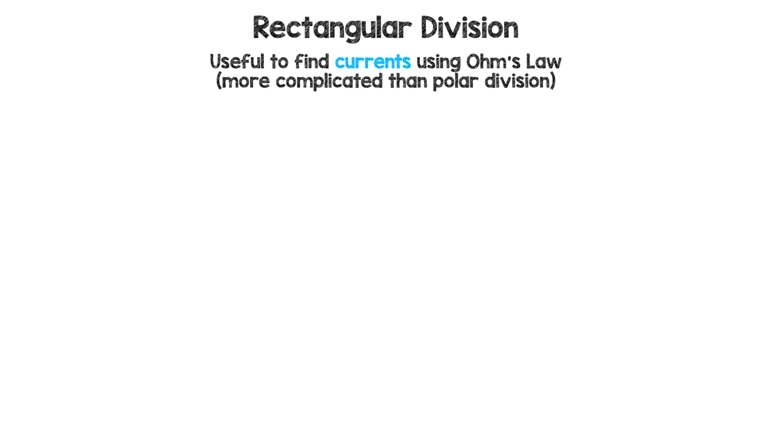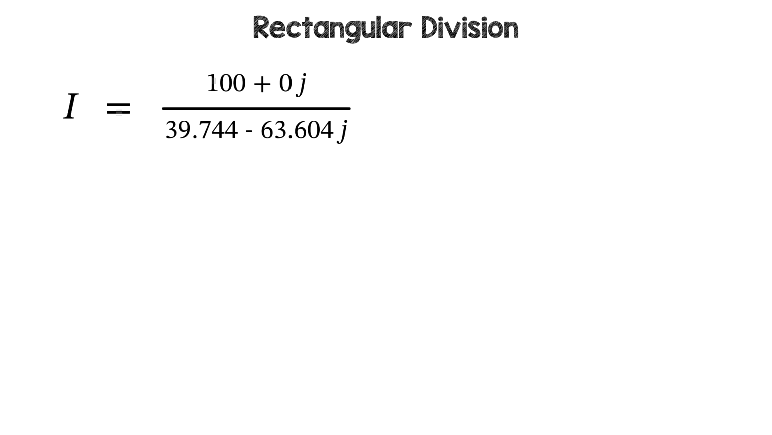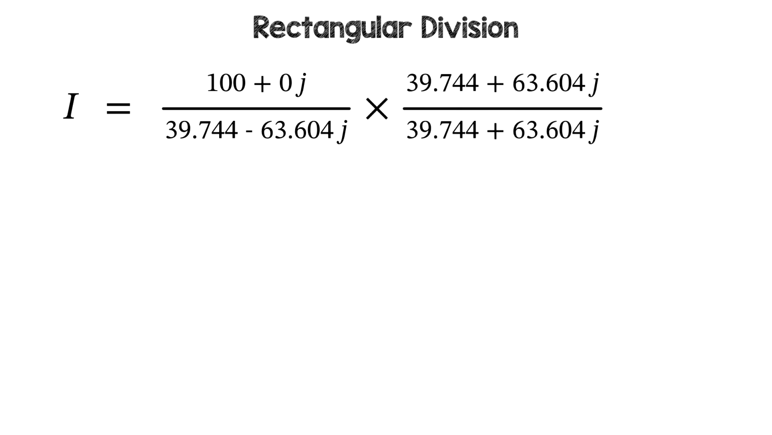Rectangular division then. It's useful to find currents using Ohm's law, but it's a little more complicated than polar division, but it's still not too bad. So I is V over Z from Ohm's law. We'll have a voltage and an impedance. The voltage is 100 volts with no imaginary part, and the impedance is 39.744 take away 63.604j in this example. But you cannot divide by a complex number, so we have to multiply by the conjugate divided by itself. And then the overall denominator will become real, so we can do the division.